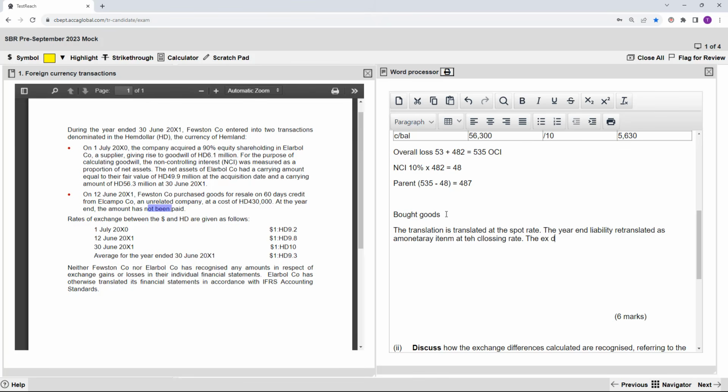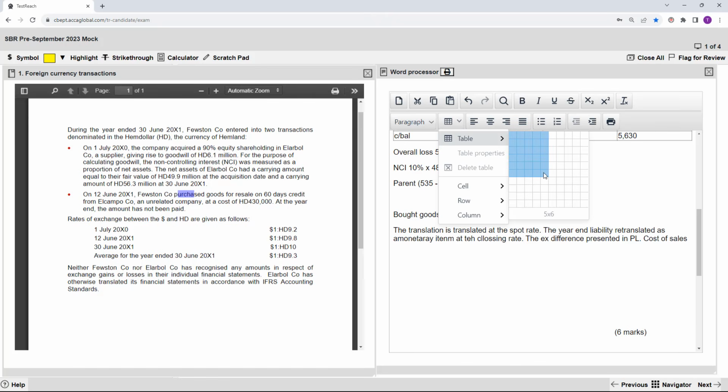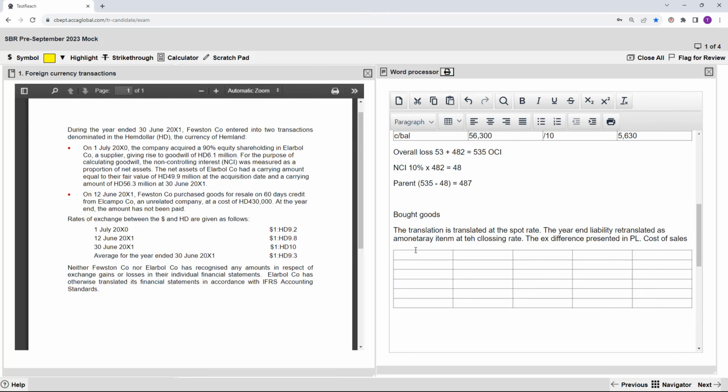And the exchange difference, what was the wording of the question? Presented in P&L. Now, strictly speaking, the standard never tells you exactly where to put it, but this is to do with the purchase of goods, and therefore I'm going to suggest that we put it in the cost of sales because it's an operating activity. So let's calculate that exchange difference. We have got a figure of 430,000 HDs.